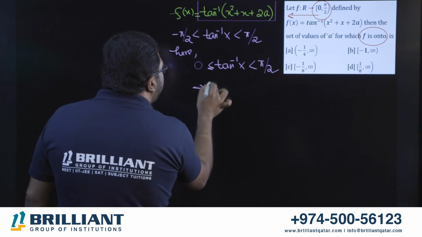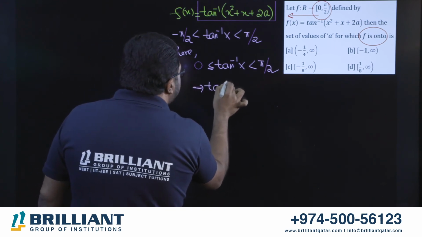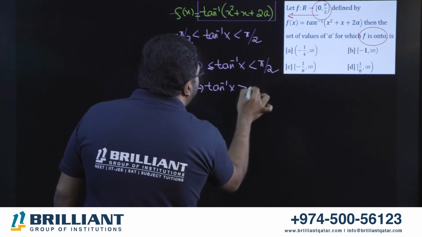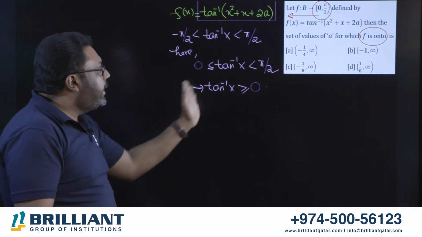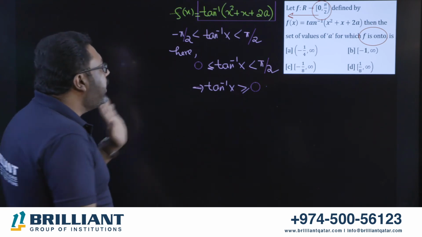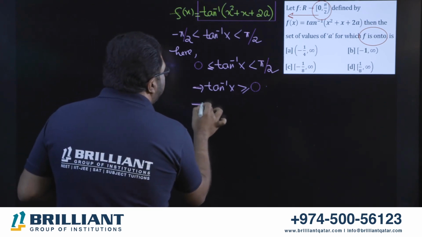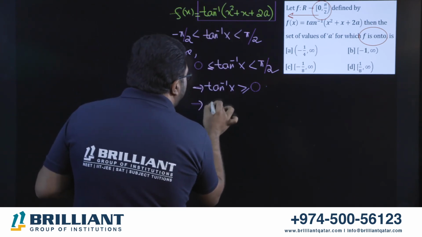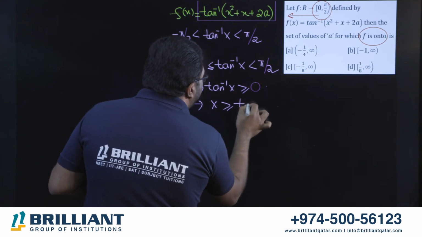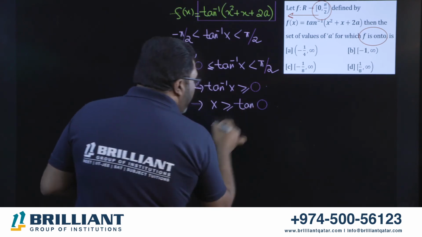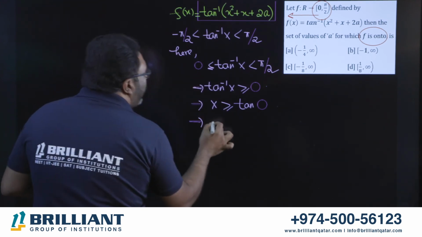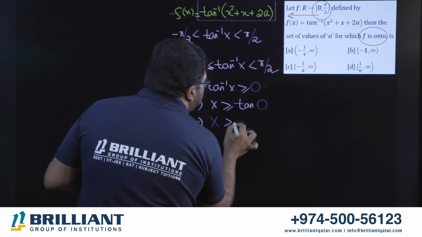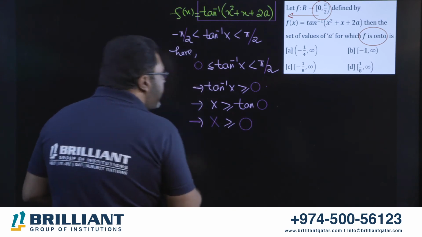That implies, can I say tan inverse of X is greater than or equal to 0? Forget about pi by 2. It has to be greater than or equal to 0. That implies whatever is inside, X, should be greater than or equal to tan 0. What is tan 0? Tan 0 is also 0. So whatever is inside the capital X should be greater than or equal to 0.